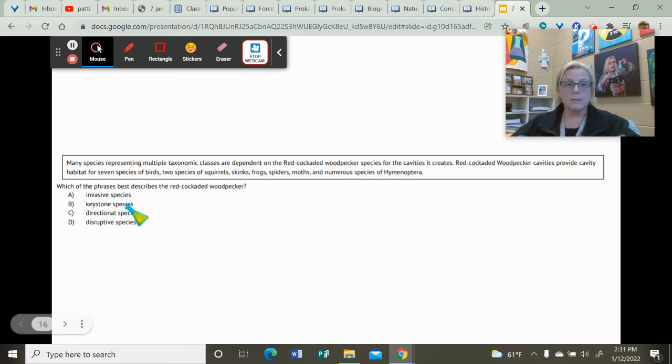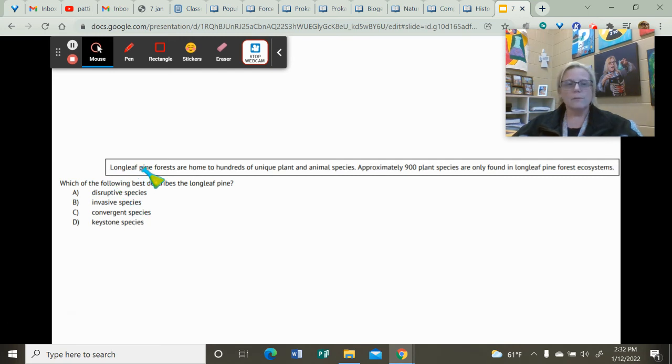All right, keystone species. This makes a lot of sense because we see that the red cockaded woodpecker does something that helps out many different species, not just one species, but many species in that ecosystem. So keystone species is the correct answer. Disruptive species and directional species, these don't make any sense. We've not covered any kind of words like that. So the correct answer is B. And that's a low level question.